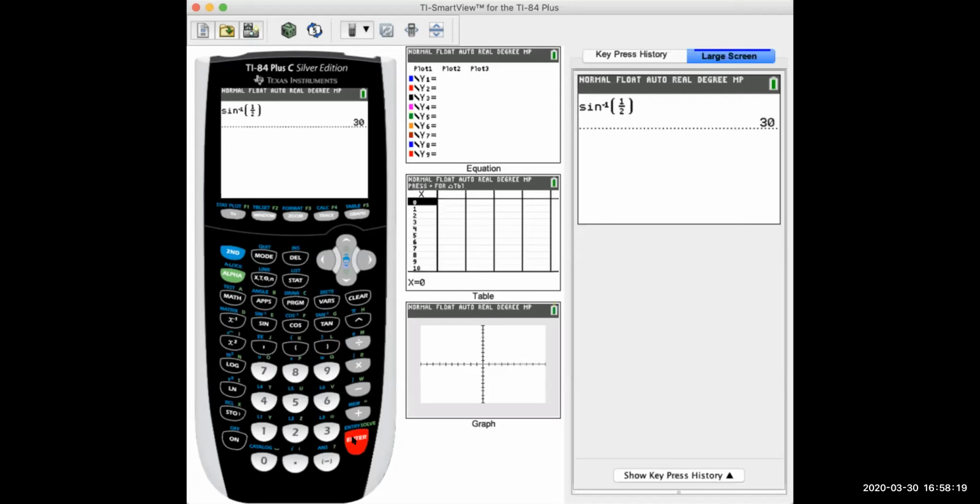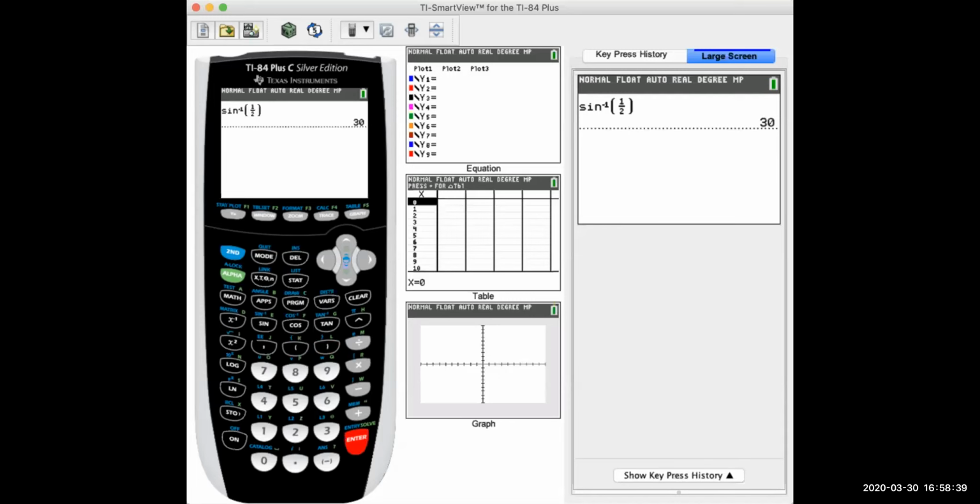But if you were noticing, this is pretty much the same problem as what we did in the warm-up. In the warm-up, we had 2 answers. Right here, we only have 1. The calculator is only giving us 30 degrees. It's not giving us 150 degrees, which would be the other part of the solution to this equation. Why is that? Wonder about that. Let's do another, and then we'll come back to that.